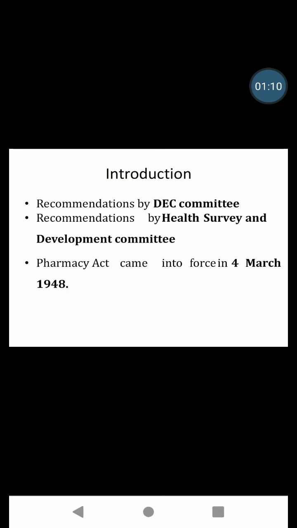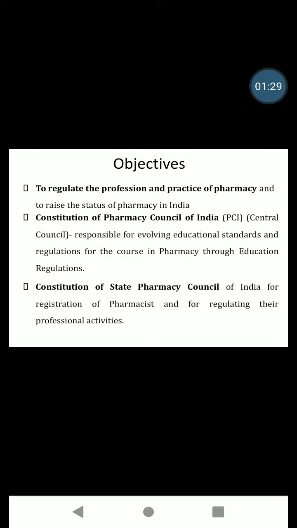The first part is the introduction, that is the recommendation of the DEC committee, then the recommendation by the Health Survey and Development Committee. Then the Pharmacy Act came into force on 4th March 1948. The next part is the objective, but before the objective, the introduction is discussed in brief.